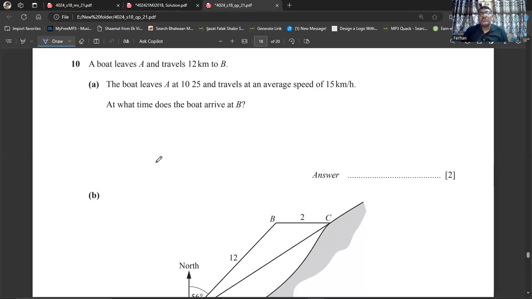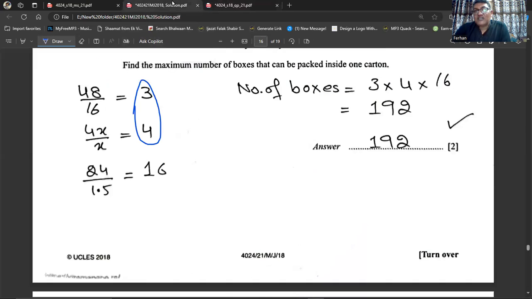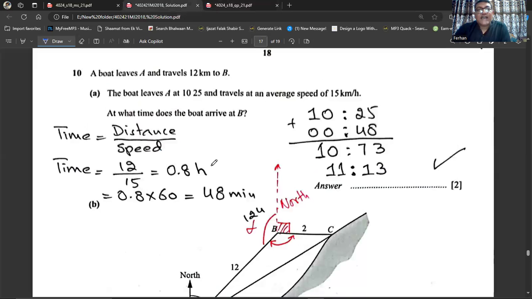Once I know the time of the journey, I know the departure time, I can find the arrival time. To the departure time, you add the journey time, you will get the arrival time. So the time is equal to distance divided by speed. The distance is 12 kilometers and the speed is 15 kilometers per hour. So when you divide 12 by 15, you get 0.8 hours, and you convert that into minutes. To convert hours into minutes, you multiply by 60. So you get 0.8 multiplied by 60, that is 48 minutes.